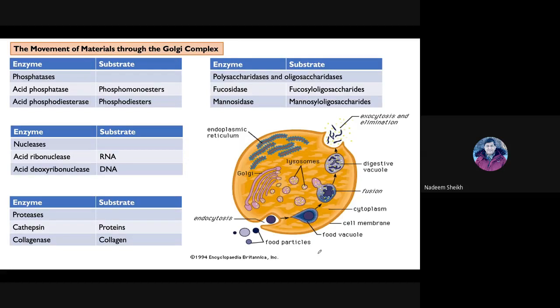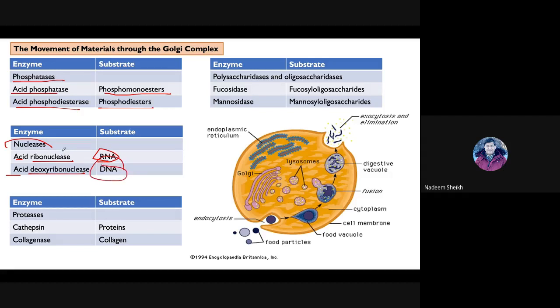एंजाइम्स को अगर हम देखें, कुछ enzymes का नाम अगर हम देखें, then there are phosphatases, an enzyme class. Acid phosphatases which target the phosphomonoesters, then acid phosphodiesterases which target the diesters. Enzymes में nucleases को देखें, then there are some enzymes which target the RNA, so acid ribonuclease, and acid deoxyribonuclease which target the DNA.